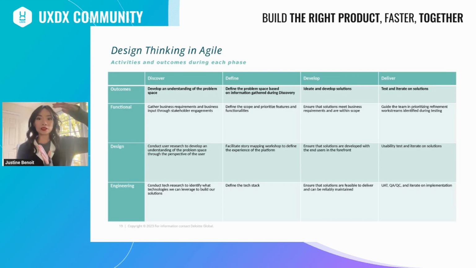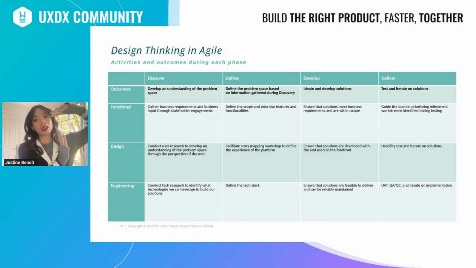So you diverge, and then you get to define and you converge all those findings to define the problem based on information that was gathered during the discovery phase. So you have your functional team guiding and defining the scope for the release and to prioritize features and functionalities. You have the design team facilitating a story mapping workshop to define the end-to-end experience of the platform through the perspective of the end users. So this is both a story mapping and user journey mapping activity. And then you have your engineering team working to define the best tech stack to support the solutions that we are looking to develop for the product.